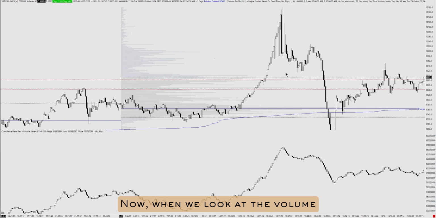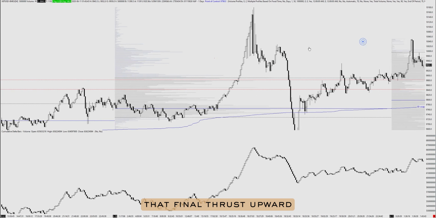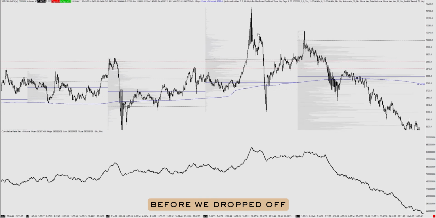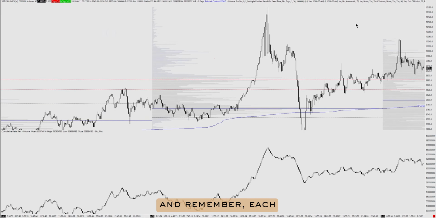Now, when we look at the volume-based periodicity at that last attempt upward, that final thrust upward, this is that last period before we dropped off. What you'll notice, and remember, each one of these candles is printed based on 5 million contracts being traded. Things were tight until the break through those levels, all right?